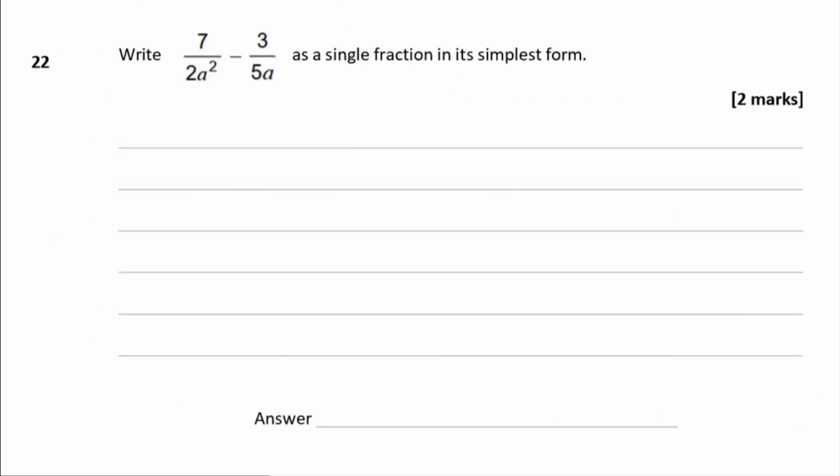Question 22. Write 7 over 2a squared minus 3 over 5a as a single fraction in its simplest form. Okay. Now, there's nothing particularly special about algebraic fractions. They work the same way as normal fractions.